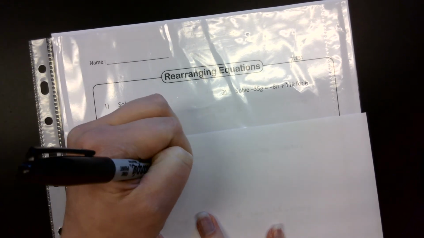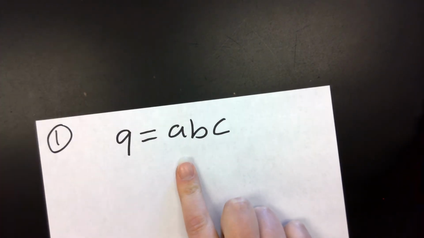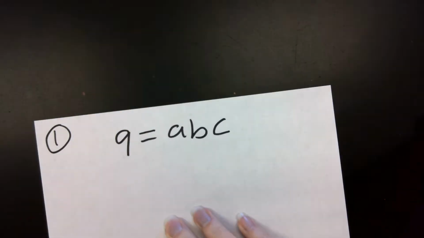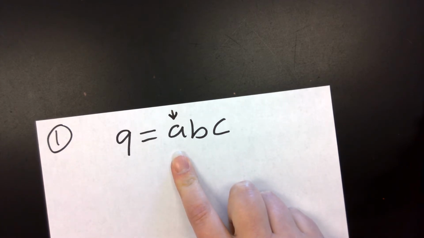So I'm going to take some from this worksheet here and work through how we rearrange equations to help them make sense. Okay? So let's start off with an easy one, which is number 1. That states: solve 9 equals ABC for A. Okay, so we're solving for this guy right here. We have to get him all by himself on one side of the equal sign.